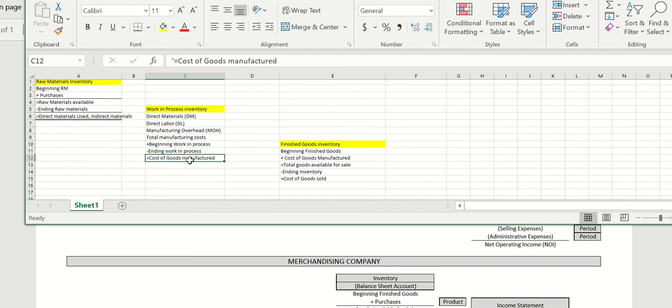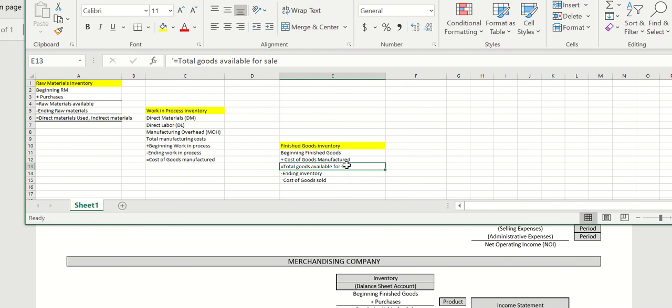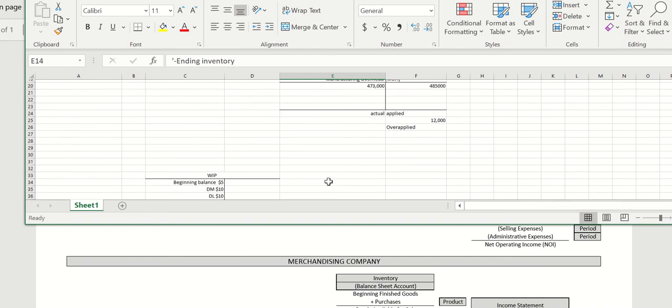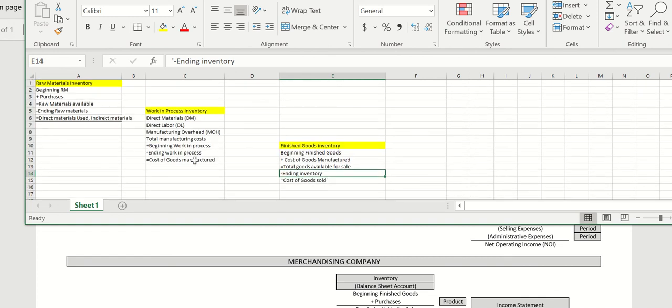Then you can see cost of goods available, and then we count the leftover inventory, so we must have sold a specific amount. The problem asks for the cost of goods manufactured schedule. Maybe I will do that in the next video, though.